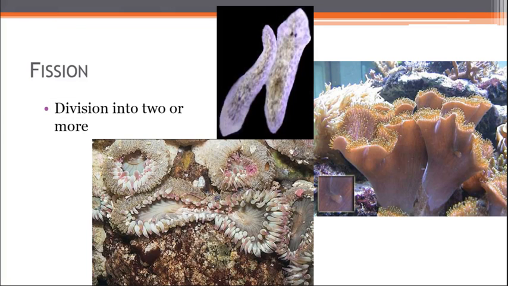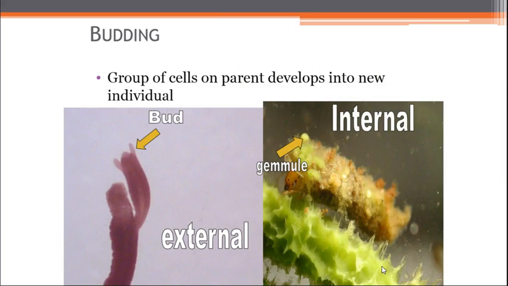Okay, so let's talk a little bit about the types of asexual reproduction. We've got fission. This is where you have one adult that splits into two. Okay, I guess they're all adults if you look at it that way, but you have one organism that splits into two. You can see this guy's dividing right here. This is a planaria. Then you have an anemone that's dividing. You have some coral action over here that's dividing. It's very exciting.